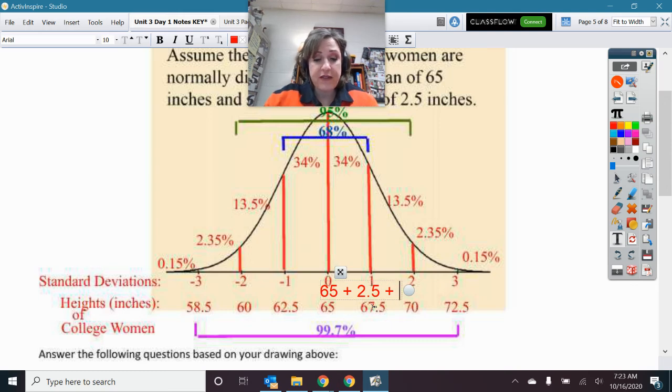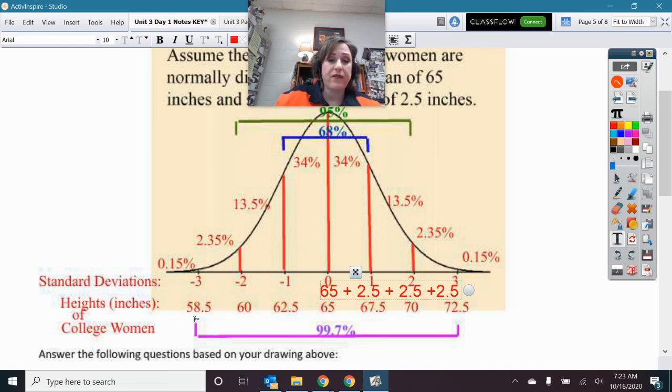Okay, and then if I add another standard deviation up, then I'm 2 standard deviations up, and that's how I get 70. And then if I add another standard deviation up, the third one, that's how I get to 72.5. Okay, well, what's going to happen over here on this side? On the left, when we go down, we have those negative standard deviations, so we are subtracting away 2.5. So 65 minus 2.5 is 62.5. Subtract another 2.5 and you have 60.